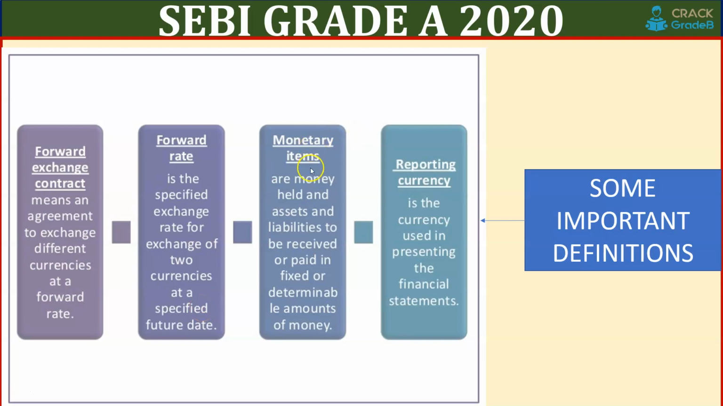Then we have monetary items. These are money held and assets and liabilities to be received or paid in fixed or determinable amounts of money. We will read this concept again later on, but this means the items in which we are using foreign currency, basically the payables and receivables which we need to pay or receive at a future date in foreign currency.